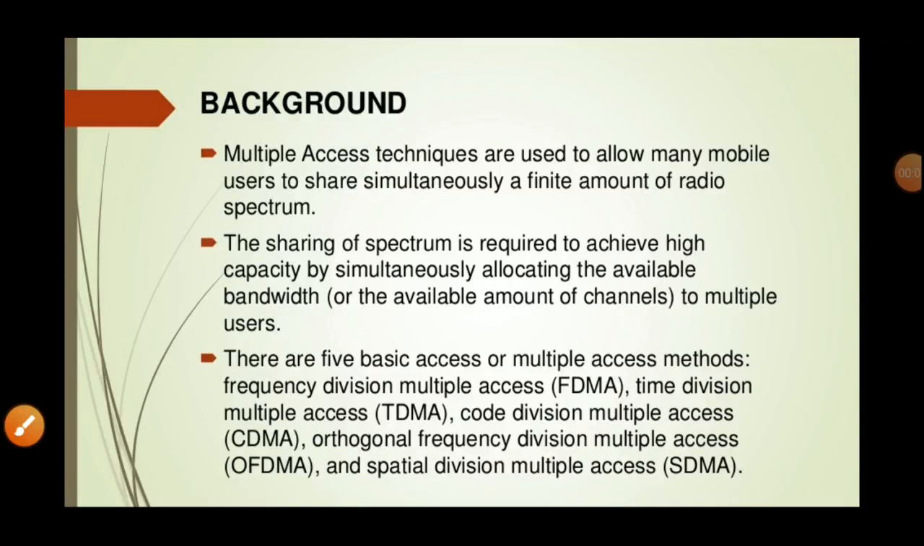Multiple access techniques are used to allow many mobile users to share simultaneously a finite amount of radio spectrum. The sharing of spectrum is required to achieve high capacity by simultaneously allocating the available bandwidth to multiple users. There are five basic access or multiple access methods.